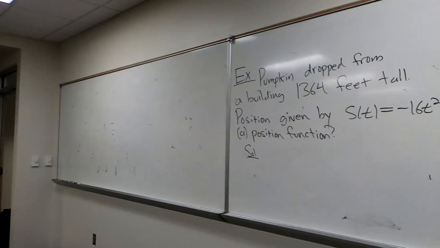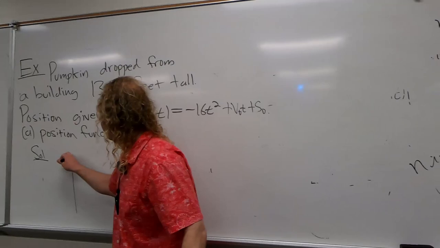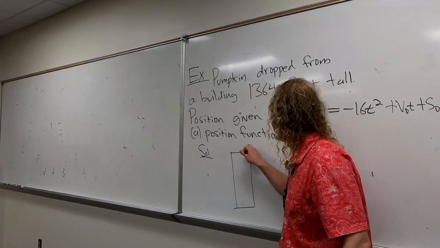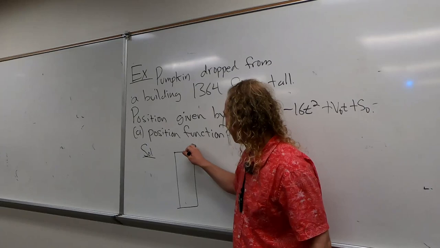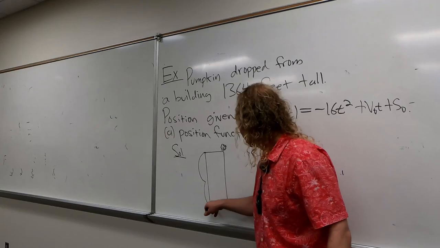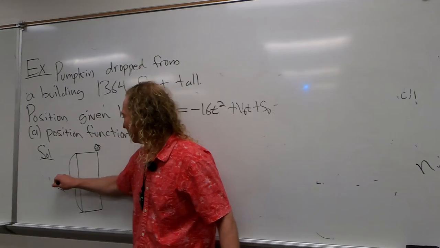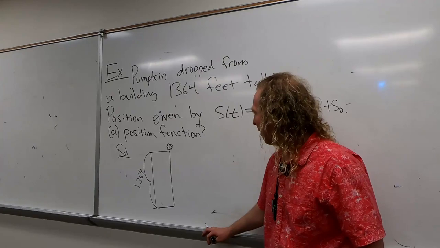It's fun. So here's the building, right? And here's the pumpkin. It's got a face on it. Okay, and it's being dropped from the building. So how big is the building? 1364. 1364, okay. I haven't done this in a year. Well, no, I did this last semester. I don't remember. Well, it wasn't a pumpkin, though, so it's harder now.